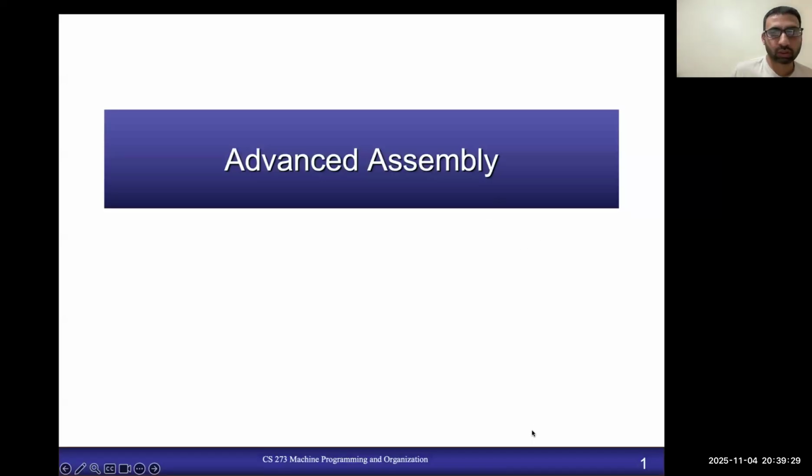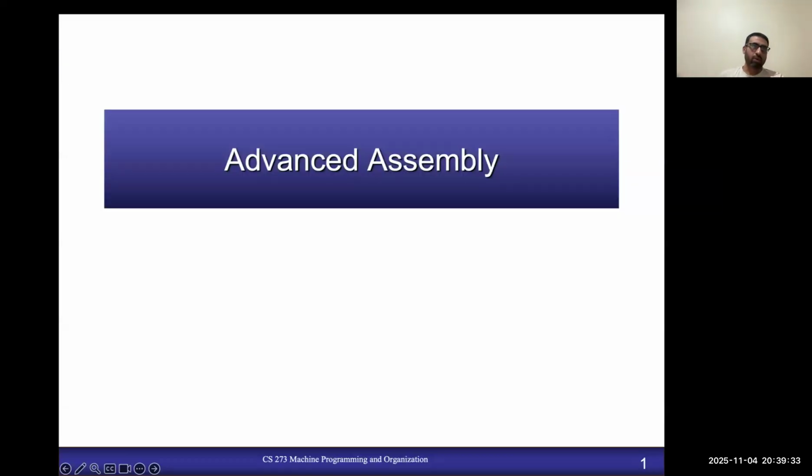Okay. So, what we were discussing last time, if you remember, was different addressing modes, right? And we have covered the majority of them. We talked about register addressing mode, immediate addressing mode, direct addressing mode, register indirect addressing mode, and I/O addressing mode, right?